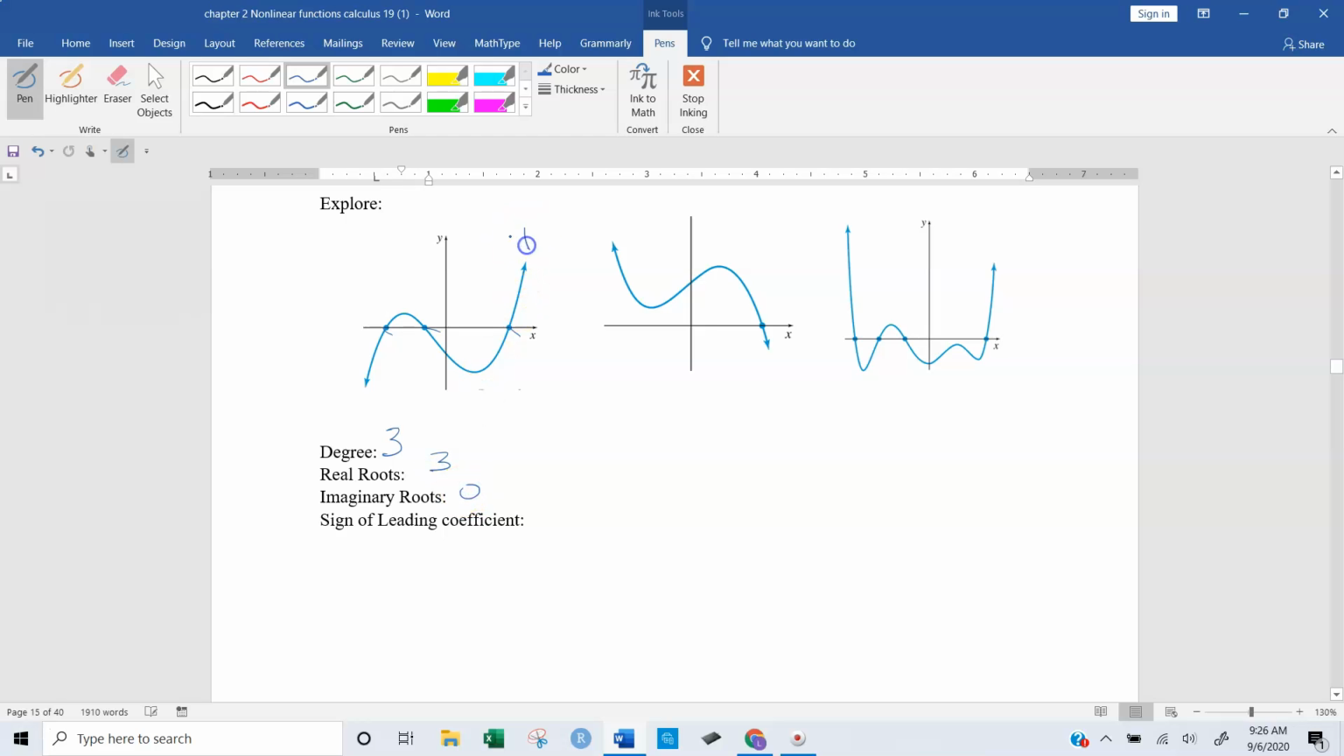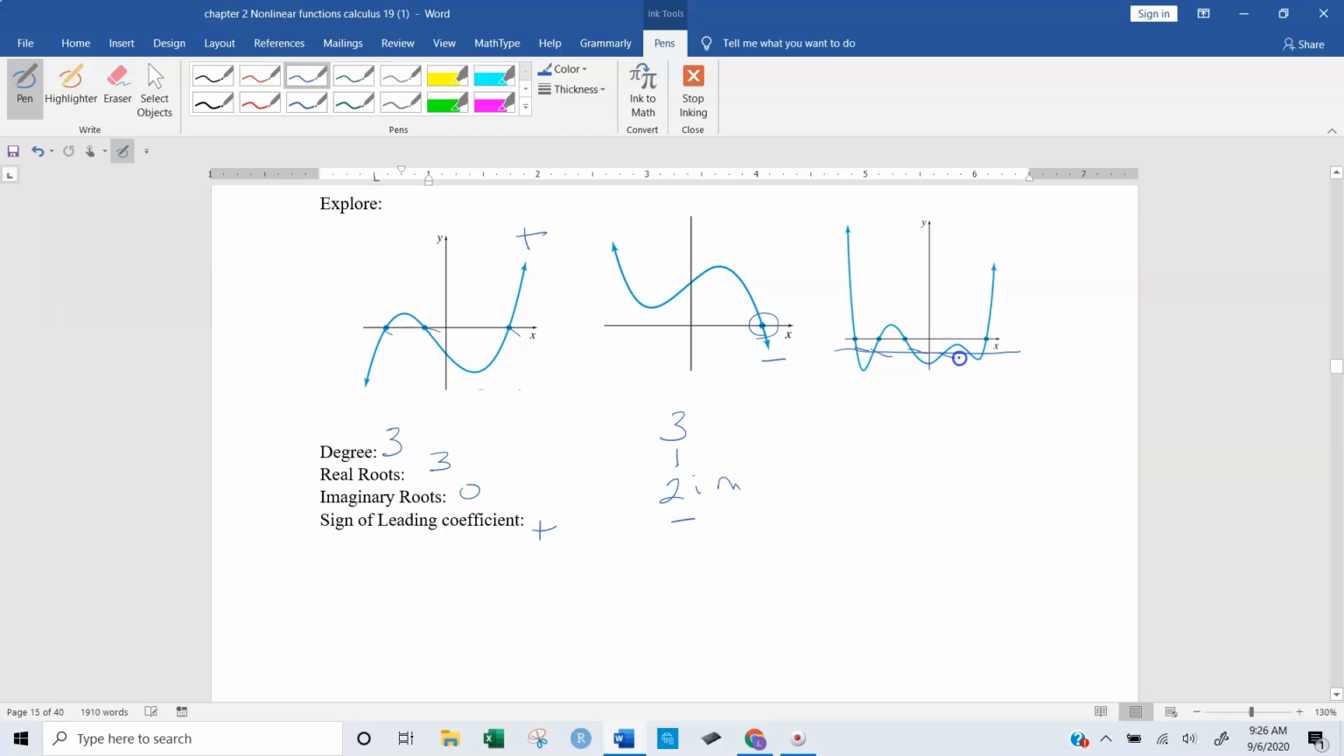And since it ends positive, my leading coefficient is positive. Remember, if it ends negative, then it's negative. Okay, pause and do yours. Again, this degree was 3. This time we only have 1 real root, which means I have 2 imaginary, and its leading coefficient is negative since it ends down.